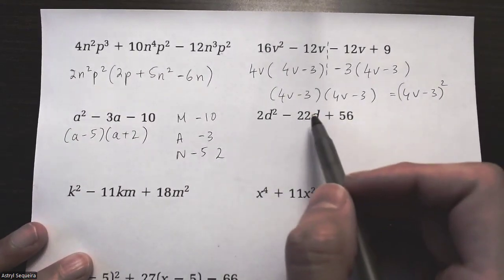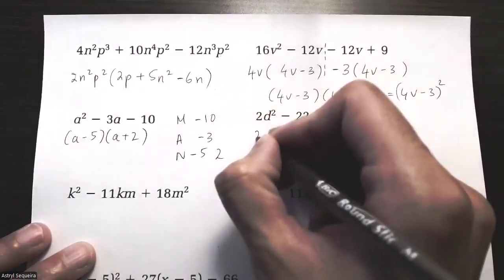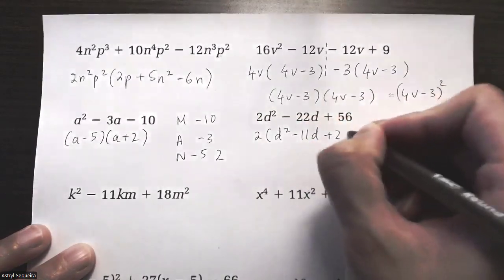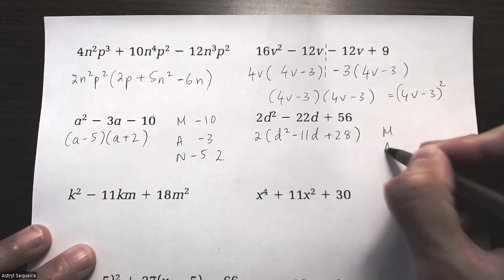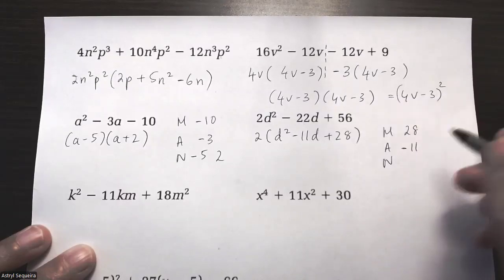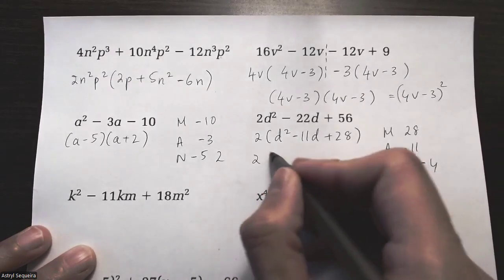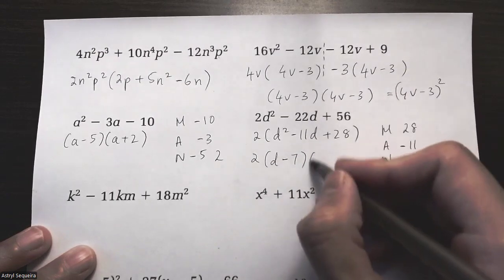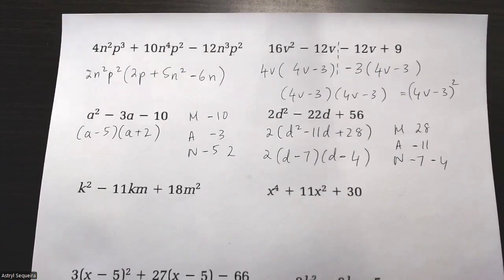Fourth question here, there's a common factor, so you should note that first. We're going to common factor out the 2, left with d squared minus 11d plus 28. Now it's a simple trinomial inside the bracket, so I can do my man method. What multiplies to 28 and adds to negative 11? It's just negative 7 and negative 4. So I'll start by writing the 2. Then I just have d minus 7 times d minus 4, and that's my final factored solution.